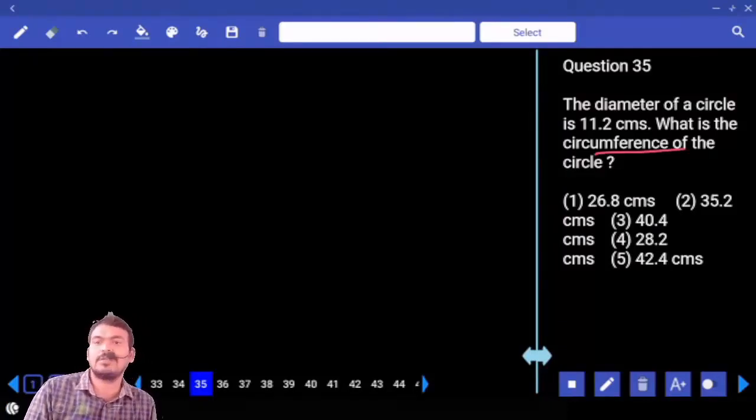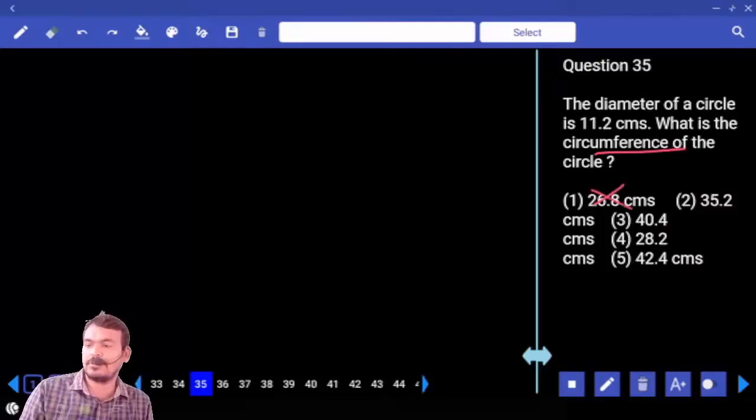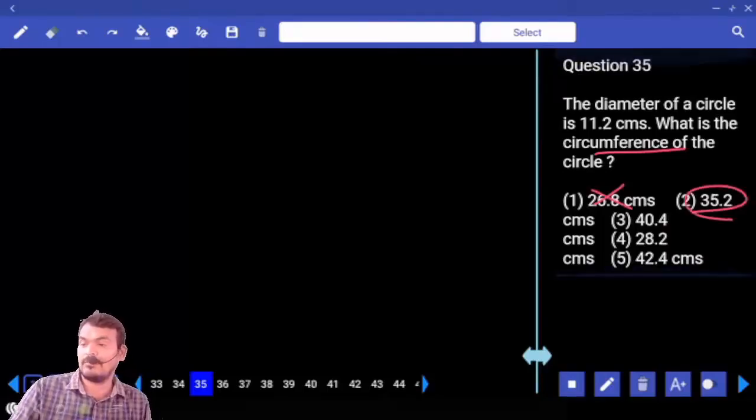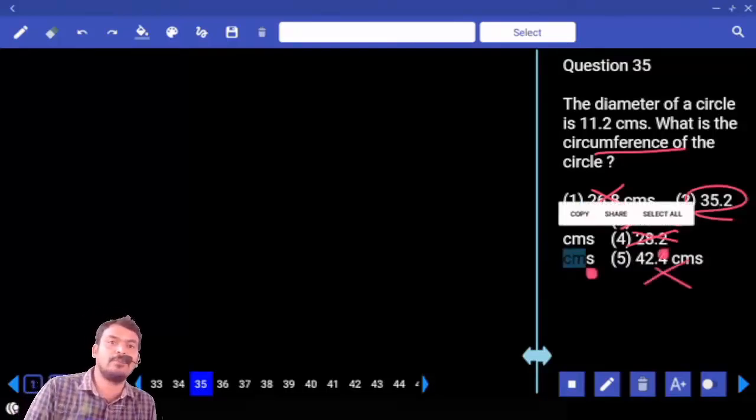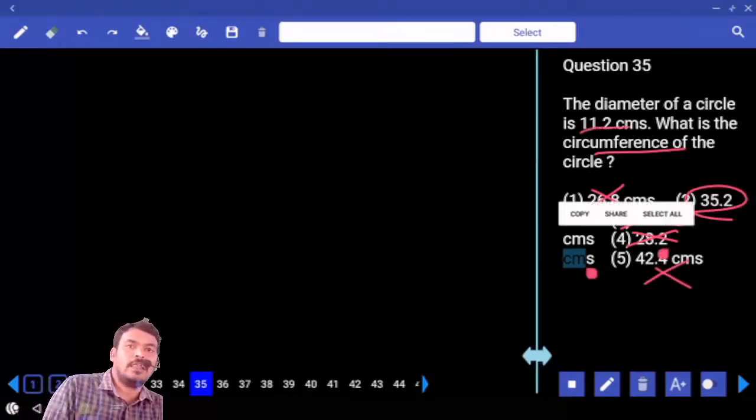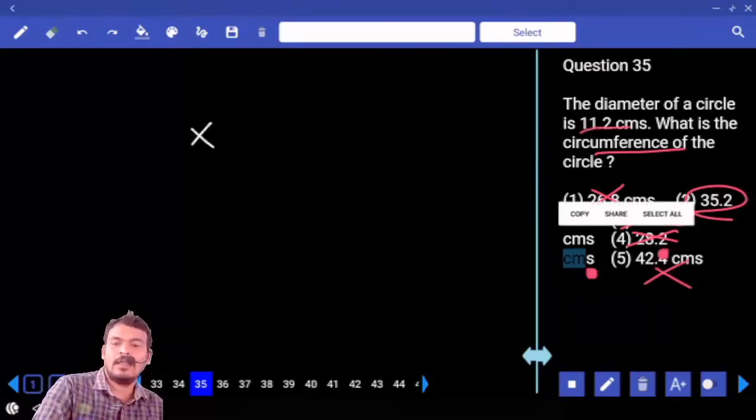First option, multiple of 11? No. Second option, yes. Third one, no. Fourth one, no. Fifth one, no. Then the answer is 35.2. Or else, what is the diameter value? 11.2. Then the radius is 11.2 by 2.